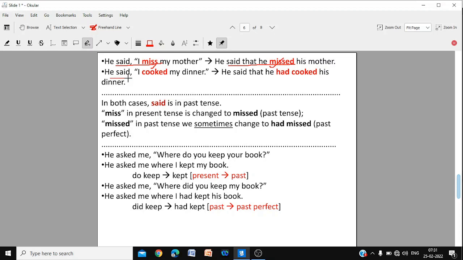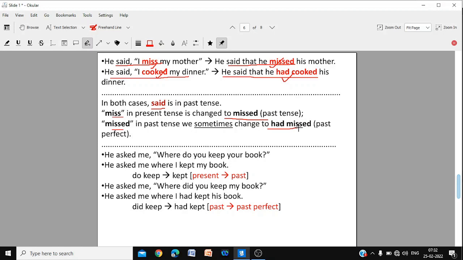He said, I cooked my dinner. Already in past tense, cooked. He said that he had cooked his dinner. This is past perfect. In both cases, said is in past tense. So, miss, present tense, is changed to missed, past tense. And if it is missed or cooked, already in past tense, we will change to had missed or had cooked, in past perfect.